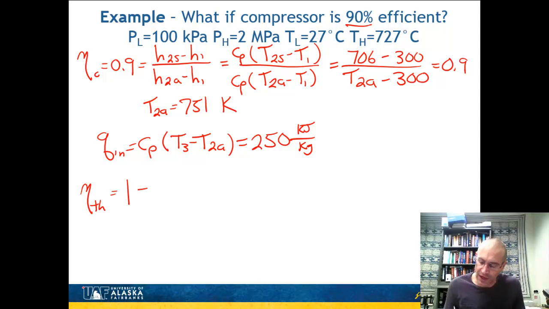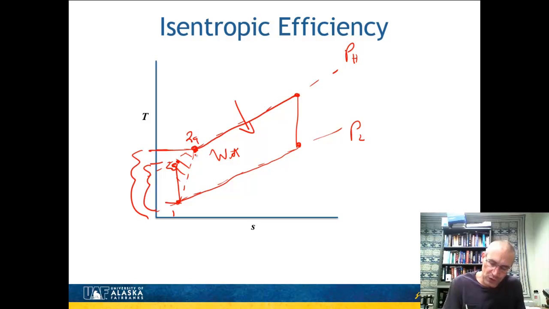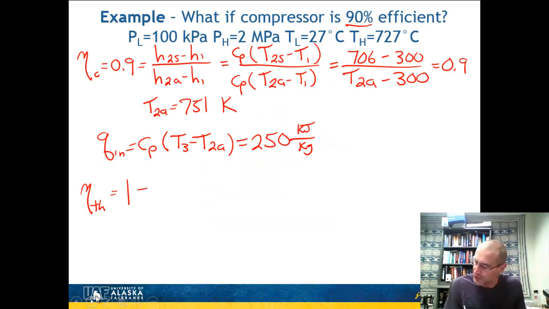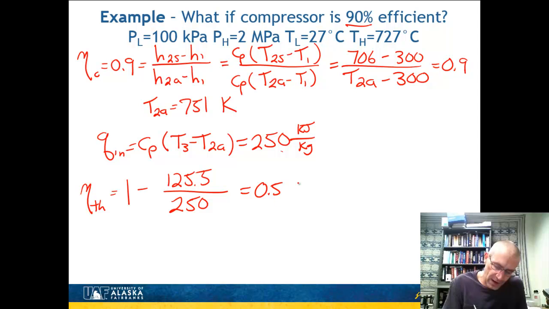and the Q out step didn't change. We were just doing the compressor, so the Q out state right there didn't change. So that's 4 to 1. So that number is not going to change, and so that's still going to end up being equal to 125.5. But now Q in is equal to 250, that number right there, and that efficiency is 0.5, so 50%. So what we realize is going from a 100% isentropic efficient compressor to 90%, we dropped our efficiency from about 56% of the thermal cycle down to 50%.